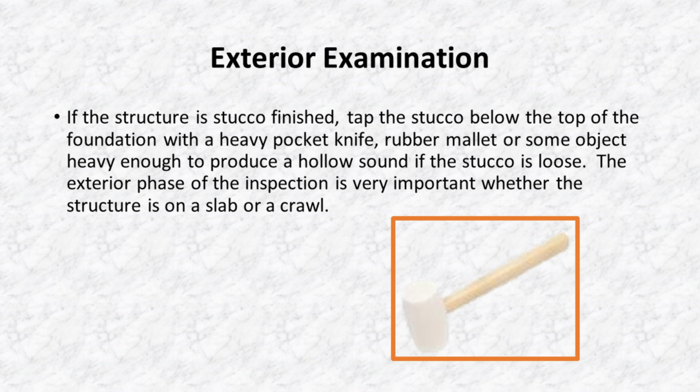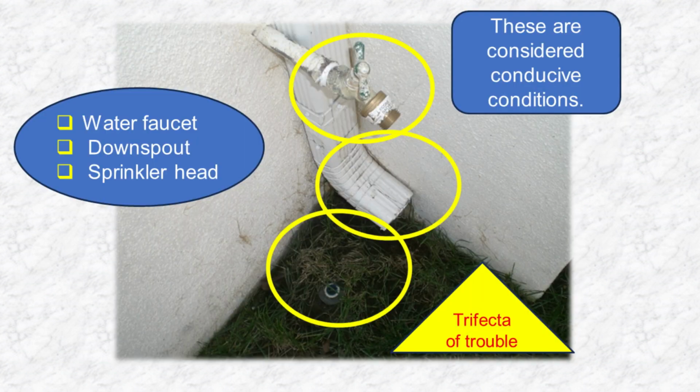The exterior phase of the inspection is very important, whether the structure is on a slab or a crawl. On this image, you're seeing the trifecta of trouble. We've got the water faucet, the downspout, and the sprinkler head. These are all considered conducive conditions.